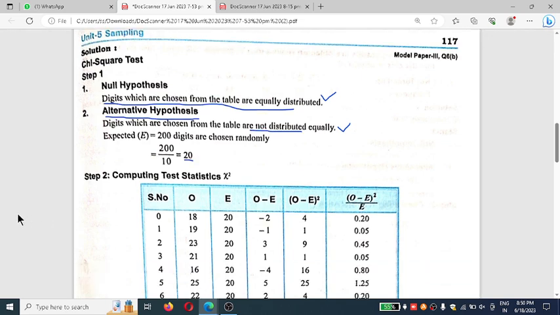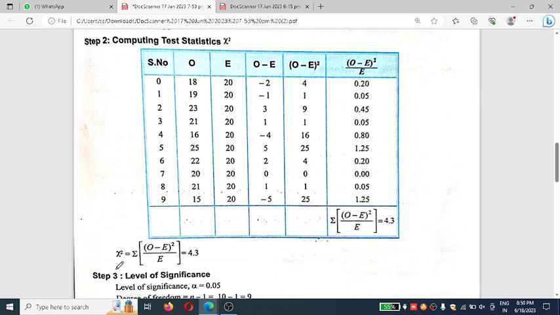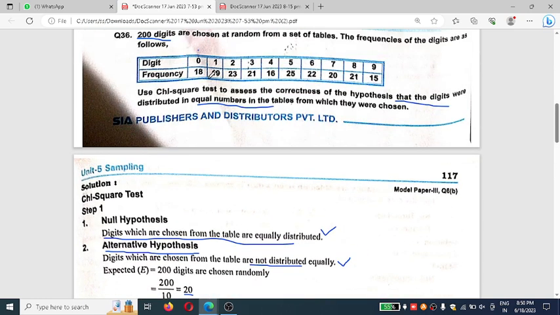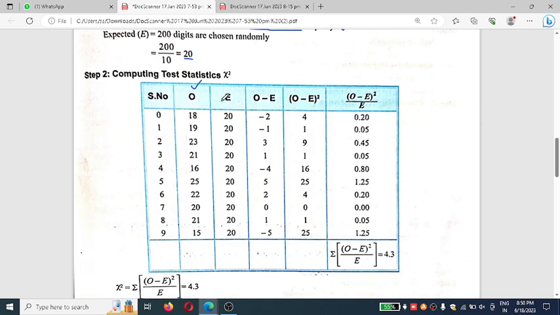So here students, for computation of chi-square, this is the formula: O minus E, whole square by E. O is the observed value. Whatever numbers are given in the question, you have 18, 19, 23, that is nothing but O. So we write these O values here, and E is the calculated expected value. See here it is 20, so all values will be 20 here. Then O minus E, that means 18 minus 20, 19 minus 20, 23 minus 20, you write here.